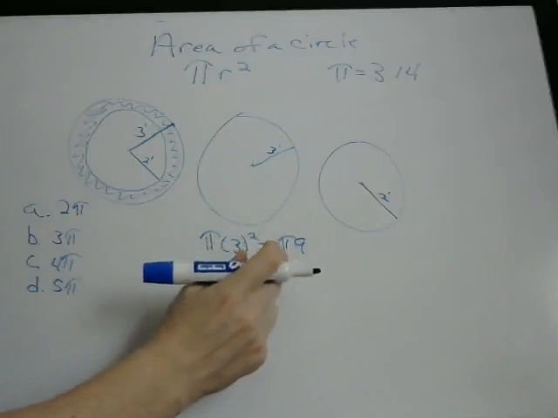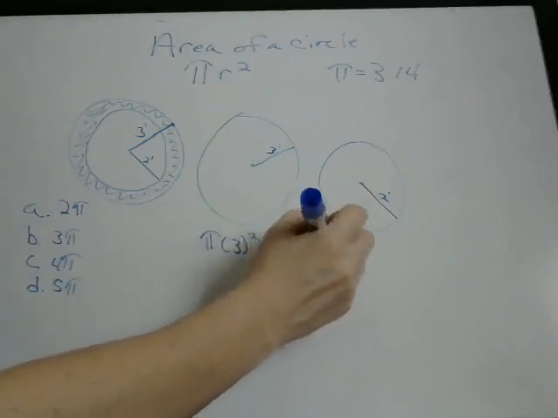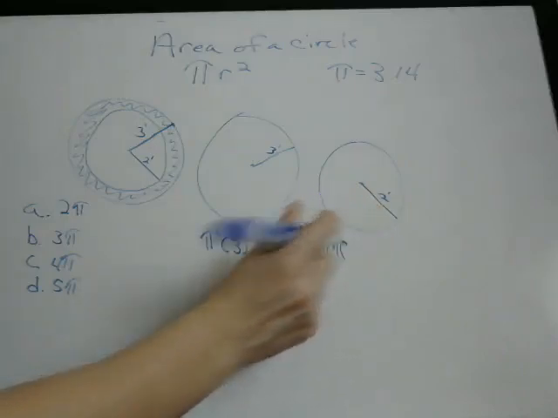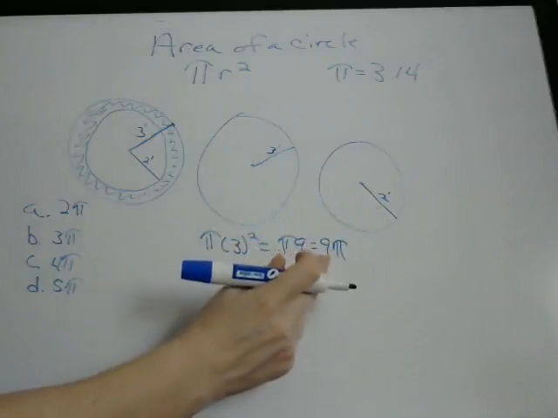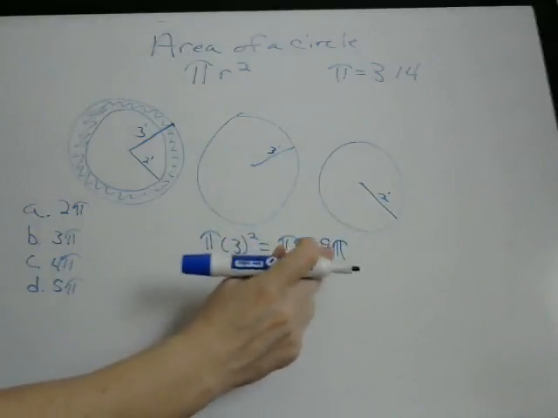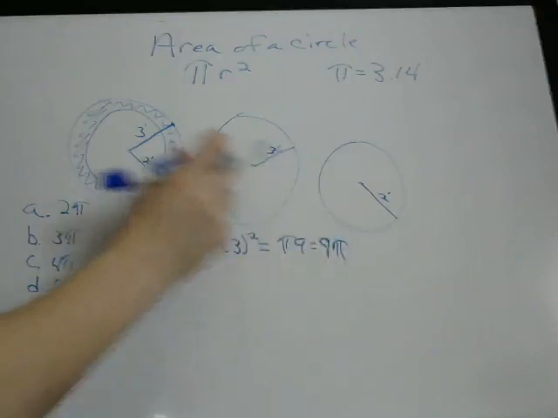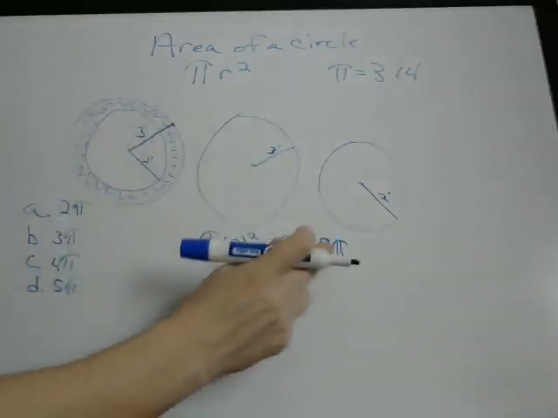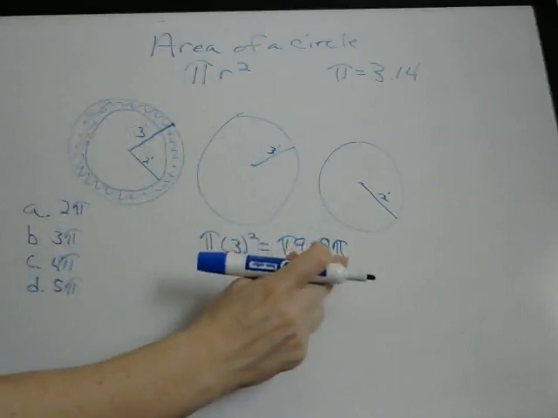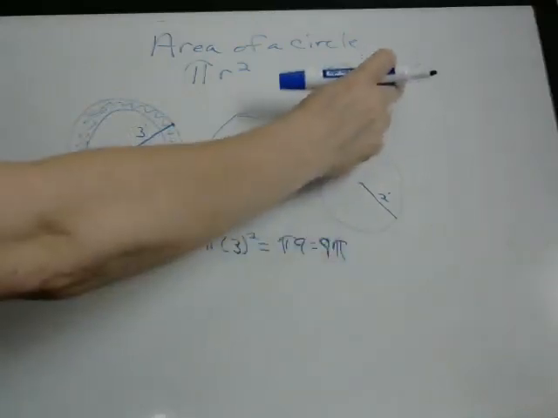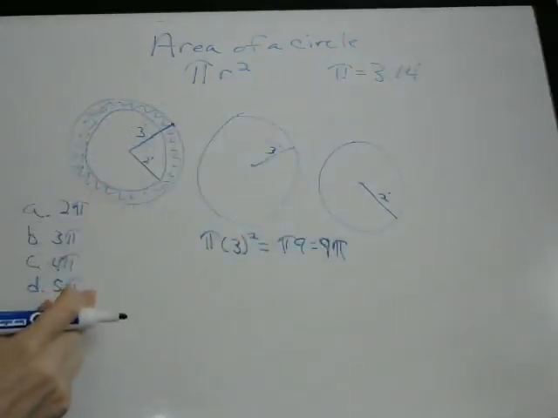Normally, when we have pi in a number, we reverse those. So pi times 9 is the same thing as 9 times pi. But here we can just write it or read it as 9 pi. So that's the area of the bigger circle, 9 pi. Again, we're going to leave it in terms of pi. We're not going to multiply it out because our answers are in terms of pi.